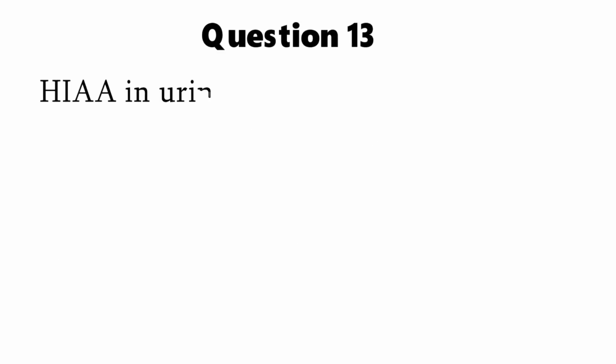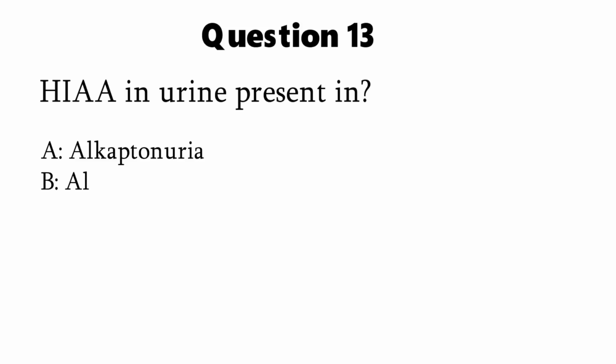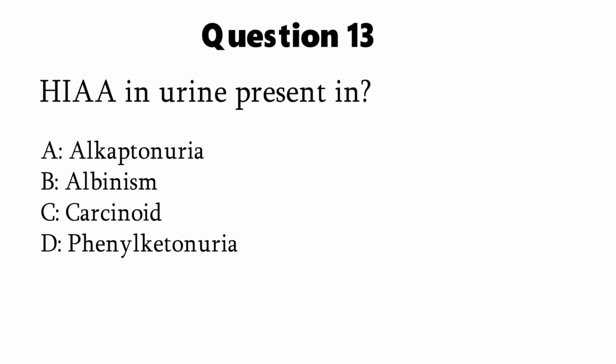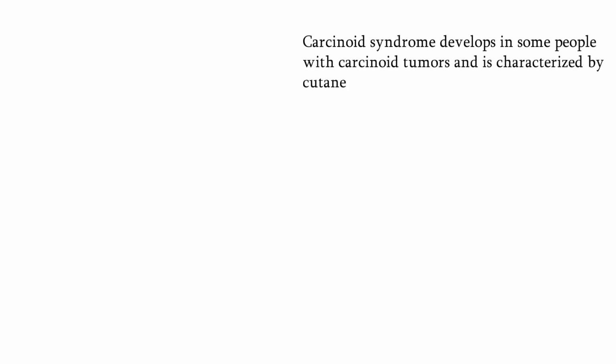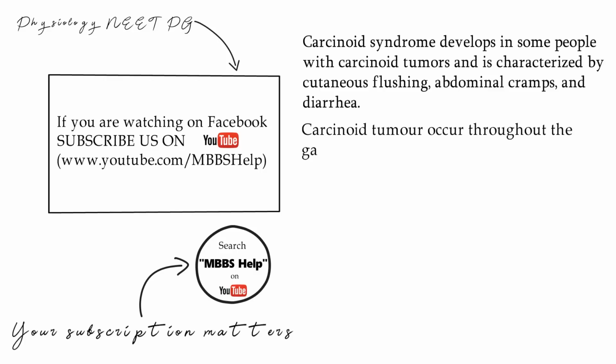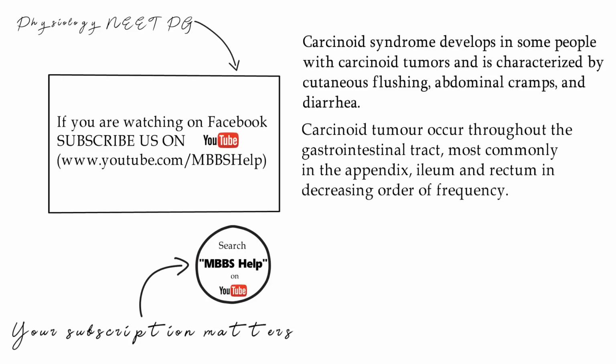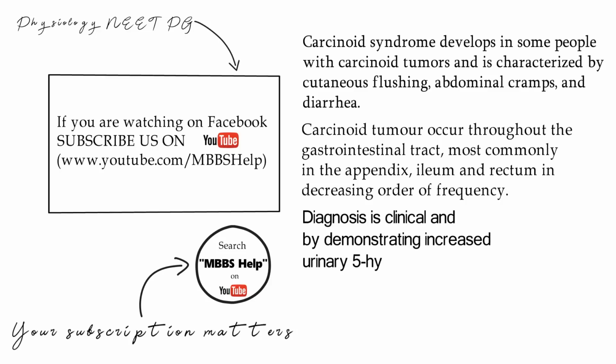Now question number 13 is, hydroxyindole acetic acid in urine present in, and options are A. alkaptonuria, B. albinism, C. carcinoid, and D. phenylketonuria. Here the correct answer is C. Carcinoid. Carcinoid syndrome develops in some people with carcinoid tumor and is characterized by cutaneous flushing, abdominal cramps, and diarrhea. Carcinoid tumor occur throughout the gastrointestinal tract, most commonly in the appendix, ileum, and rectum in decreasing order of frequency. Diagnosis is clinical and by demonstrating increased urinary hydroxyindole acetic acid.